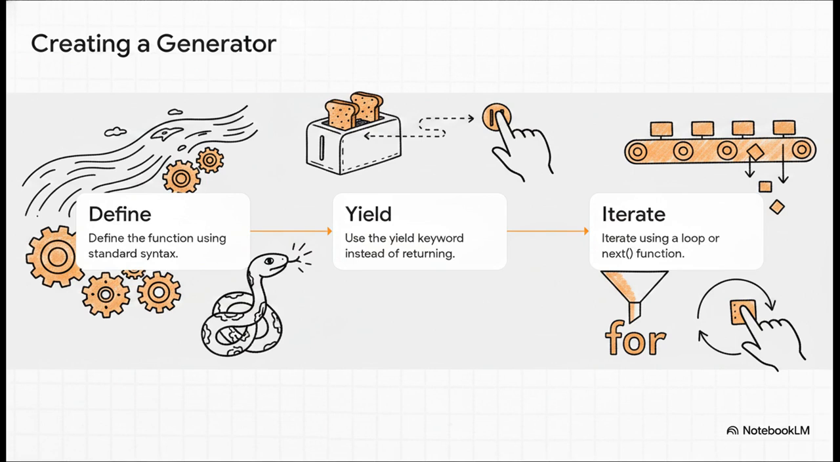Step 3, to actually trigger the generator and pull data out of it, you simply iterate through the object. You can plug it directly into a standard for loop, or you can use Python's built-in next function to manually ask for the very next value, one at a time.